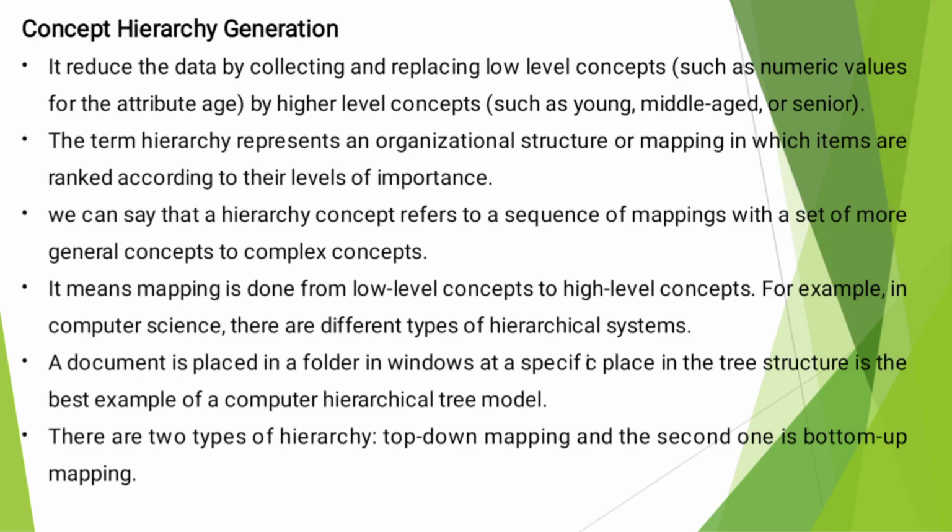For example, in computer science, there are different types of hierarchical systems. A document placed in a folder in Windows at a specific place in the tree structure is the best example of a computer hierarchical tree model. There are two types of hierarchy, top-down mapping and the second one is bottom-up mapping.